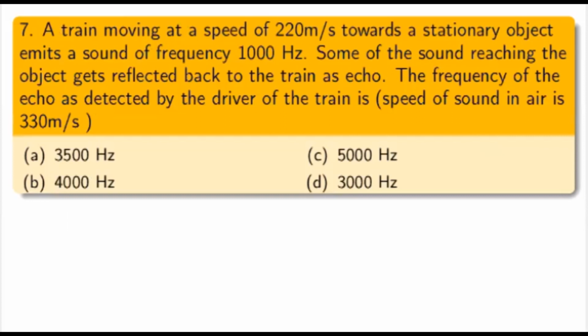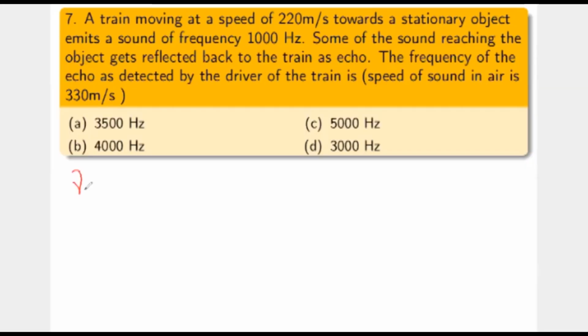Next. A train is moving at a speed of 220 meters per second towards a stationary object, and emits a sound of frequency 1000 hertz. So the frequency emitted is 1000 hertz, and the source is moving with the speed 220 meters per second. And the observer is stationary. Velocity of observer is 0.